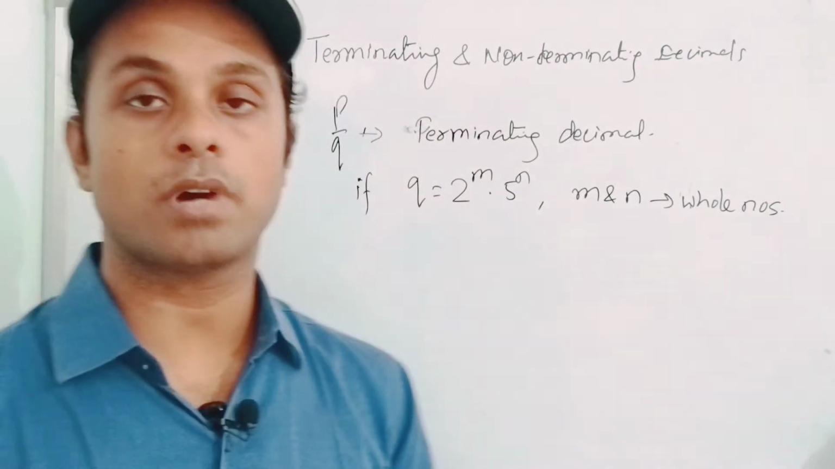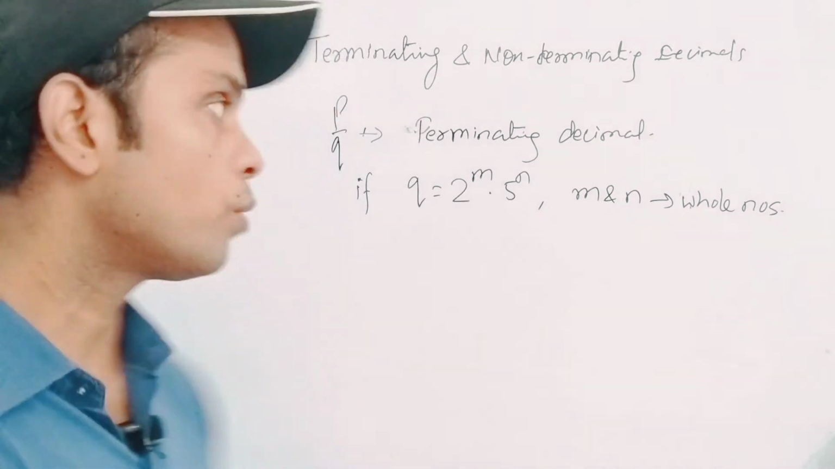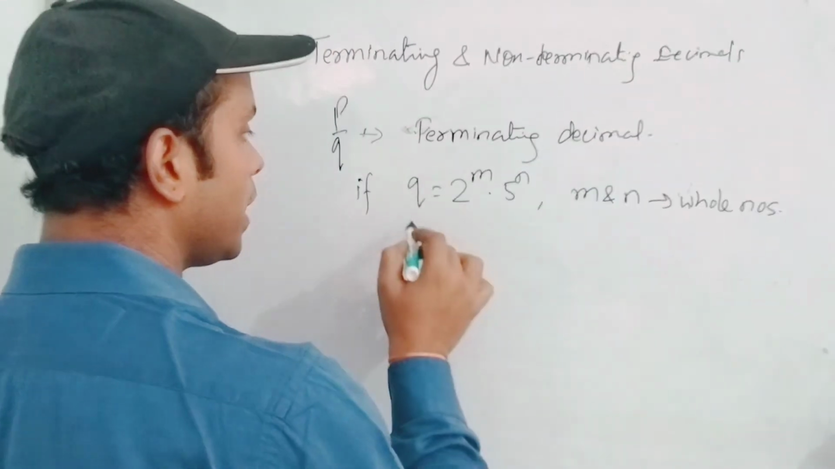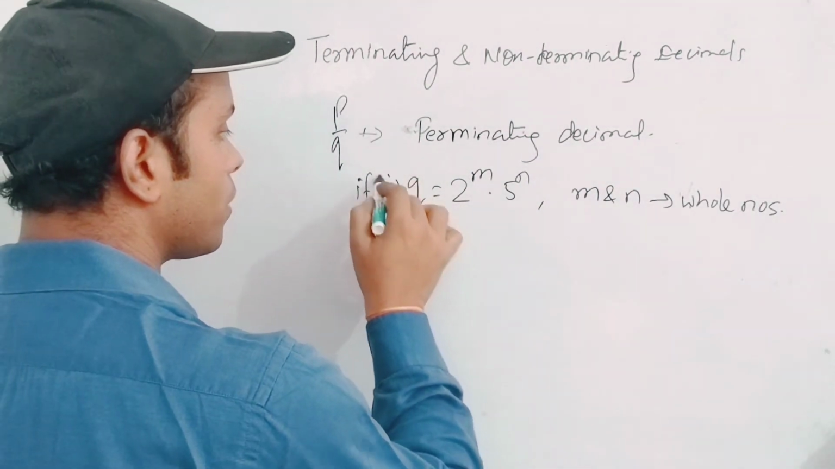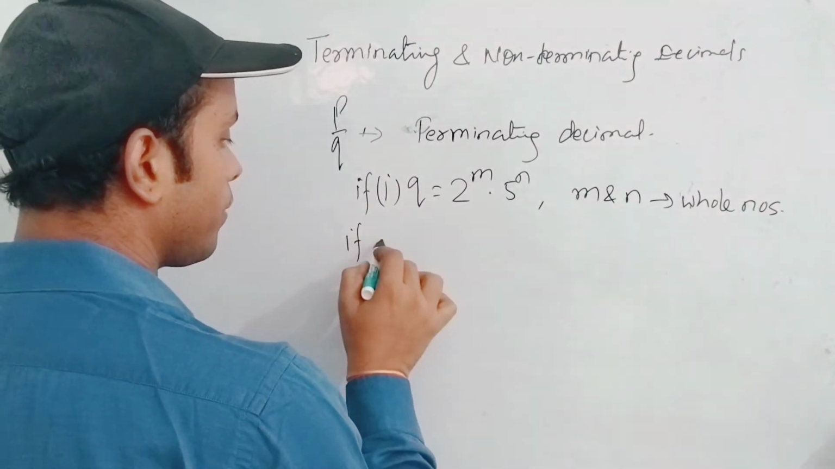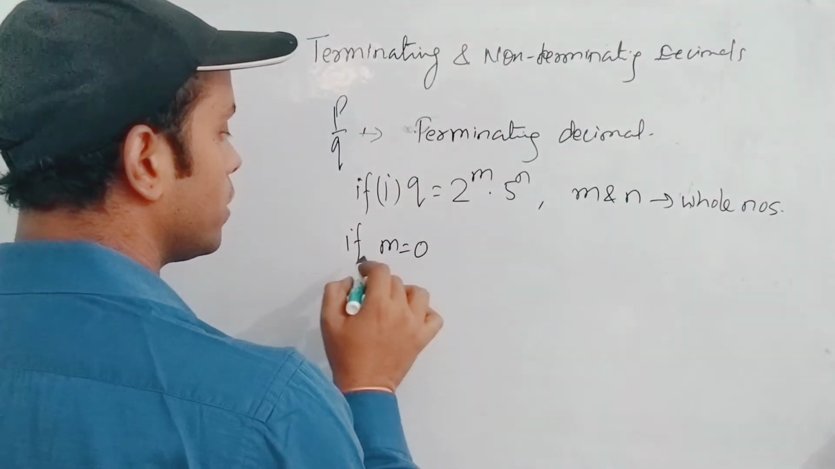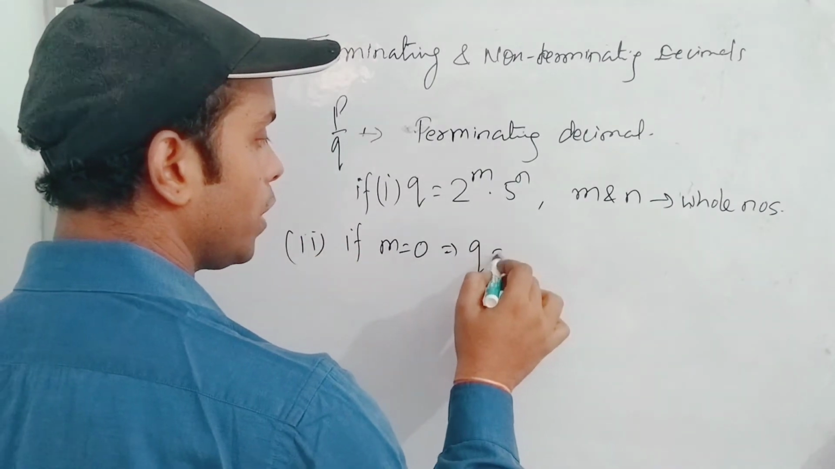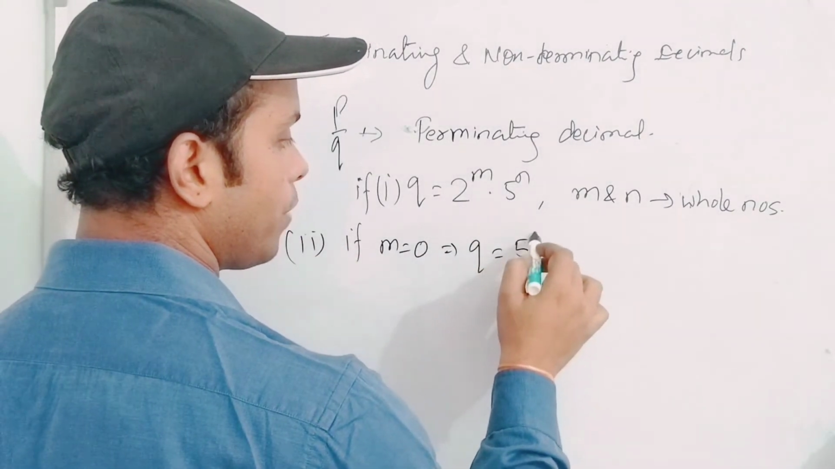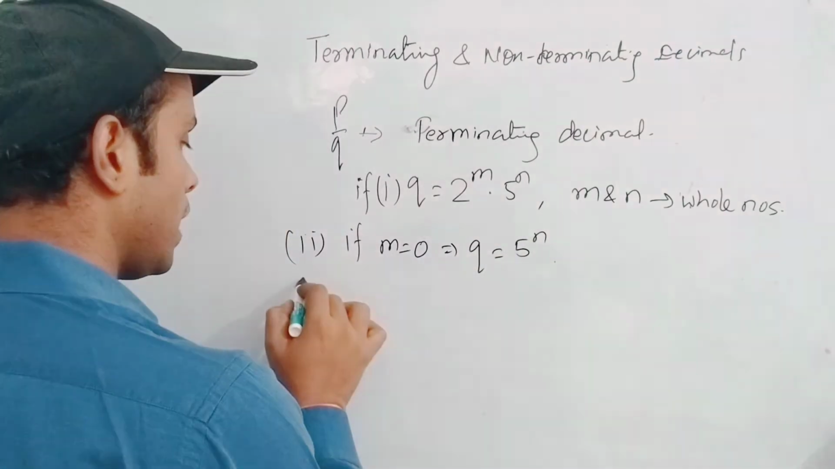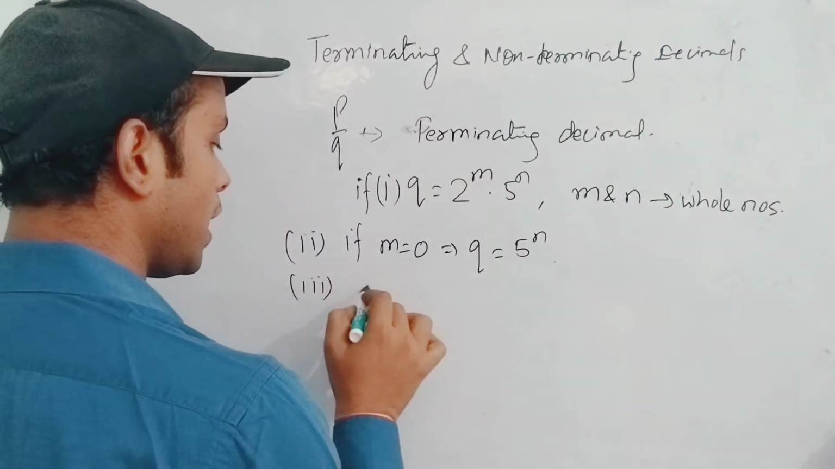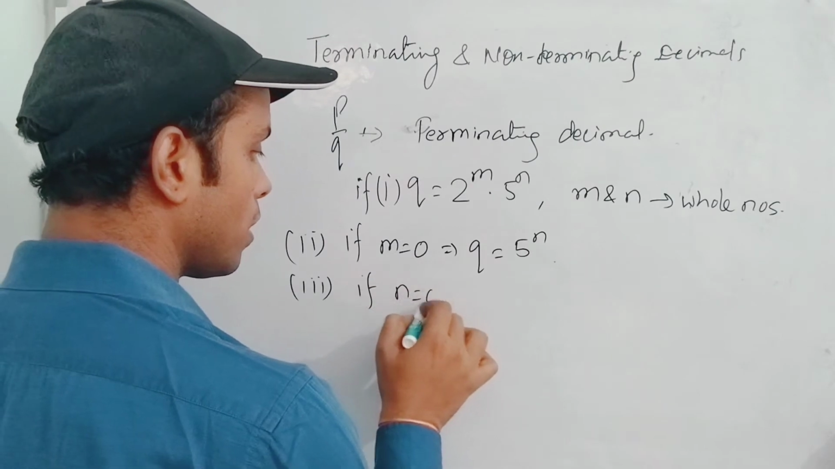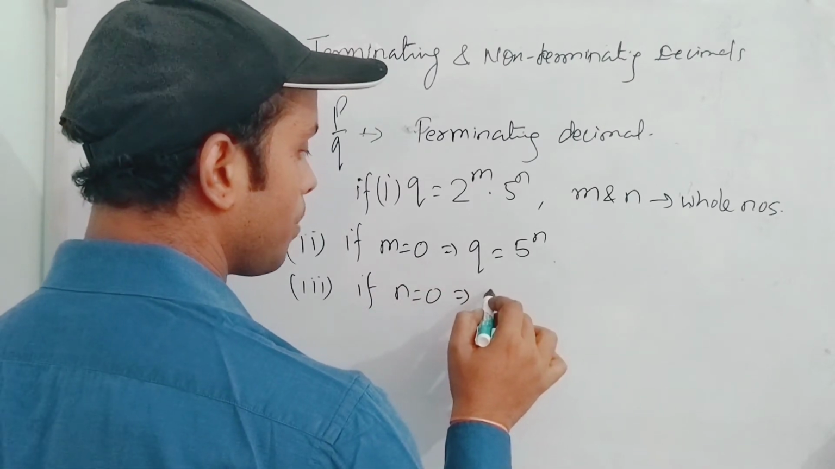Now suppose the smallest whole number is 0. So what happens, first, if m equals 0, then what do you obtain? Then you obtain q equals 5 raised to the power n only. And if n equals 0, then what will happen?